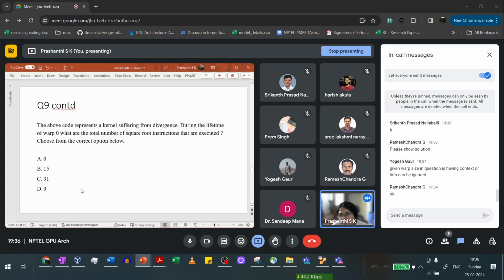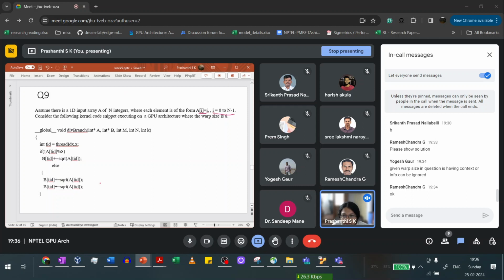For now we'll look at the options. The above code represents a kernel suffering from divergence. During the lifetime of warp 0, what are the total number of square root instructions that are executed? Choose from the correct option below. Your options are 0, 15, 31 and 9. So the question is asking you that this kernel is divergent. For warp 0, what is the total number of square root instructions that are executed?